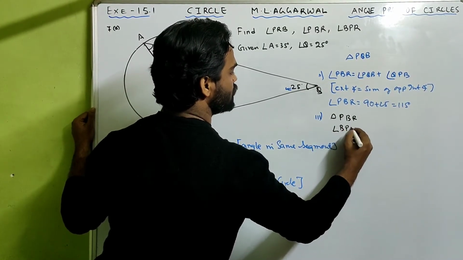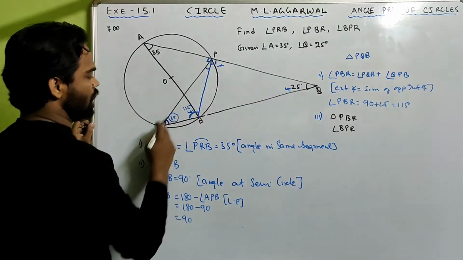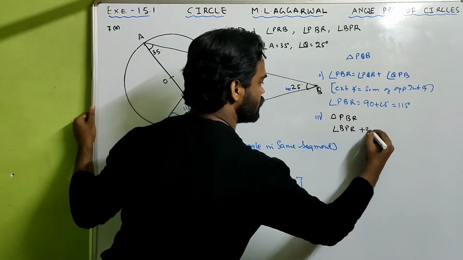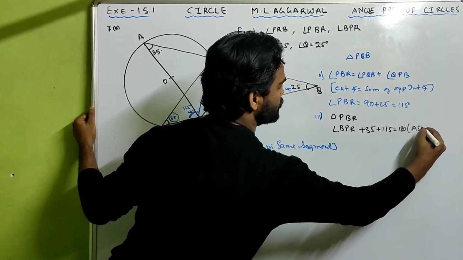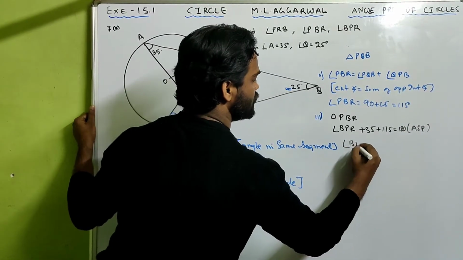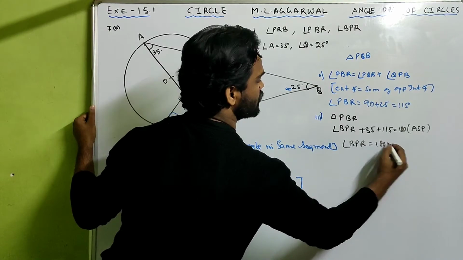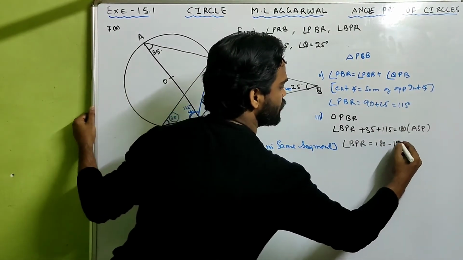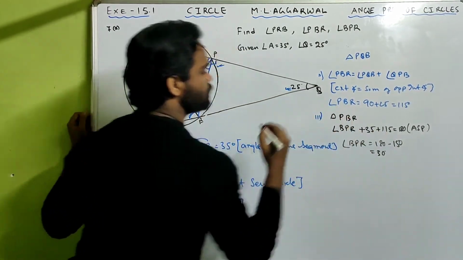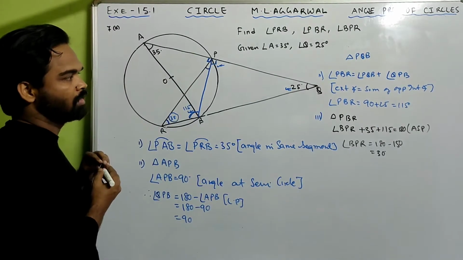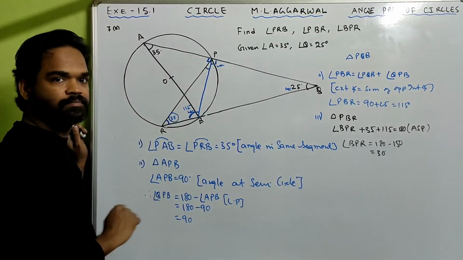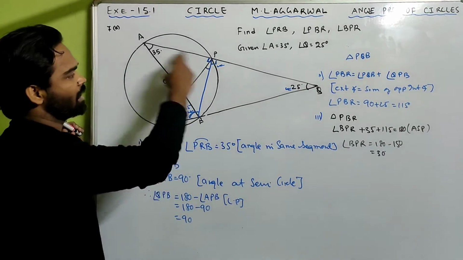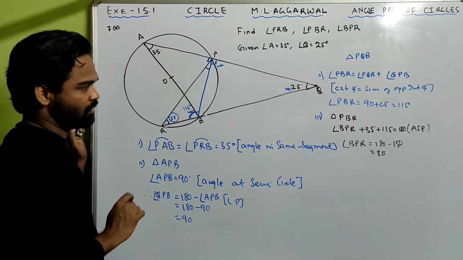angle BPR plus 35 plus 115 is equal to 180. That's the angle sum property, which means angle BPR equals 180 minus 150. That's 30 degrees. Done. Nice sum, okay? We used the angle in a semicircle property over here. Okay? And angle in the same segment.